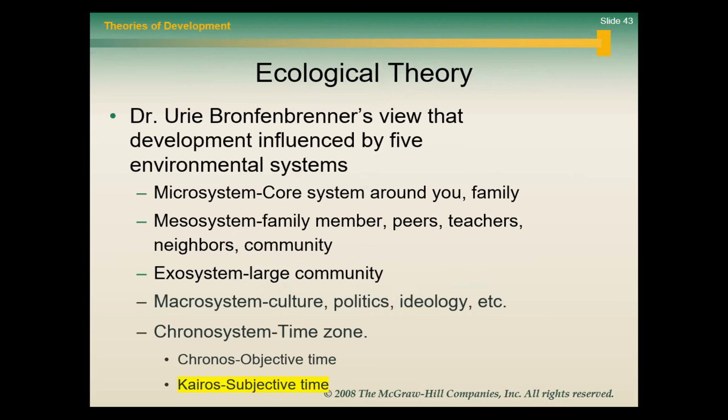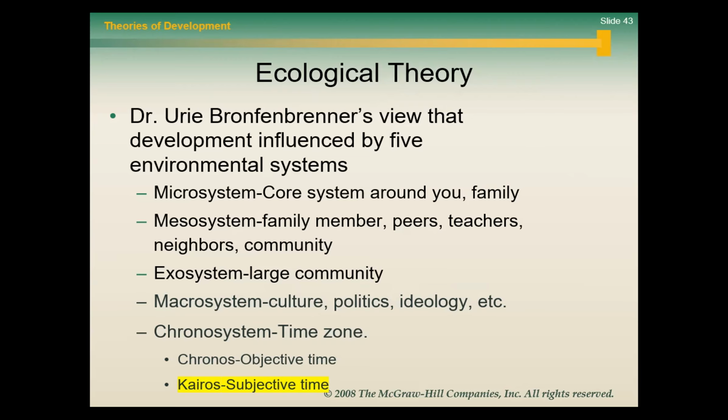The last theory today is ecological theory and model. Urie Bronfenbrenner believed that our development is based on our system. So the microsystem is the core system around you and your family. The second system, the mesosystem: family members, peers, teachers, groups, neighbors, and community. The exosystem is a larger community, and the macrosystem is invisible values, culture, politics, ideologies, and others. And the chronosystem, the time zone, right? Chronos means objective time, and kairos is subjective time.